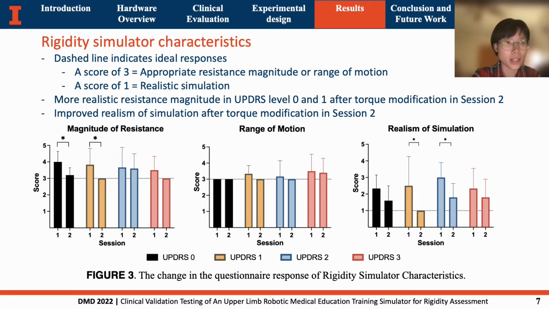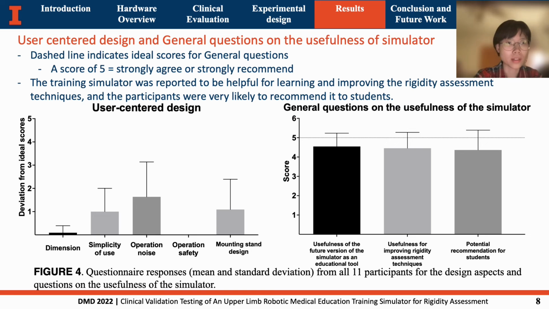After torque modification, participants in session 2 reported that the modified resistance magnitudes in UPDRS level 0 and 1 felt more appropriate, and the realism of the simulation metric for level 1 and 2 was also significantly improved, moving closer to the ideal score of 1, which indicates realistic simulation. Responses for other 2 sections from all 11 participants were shown here as well.